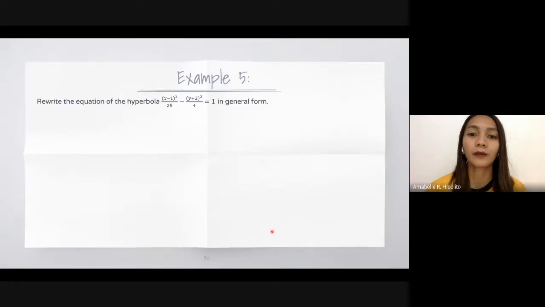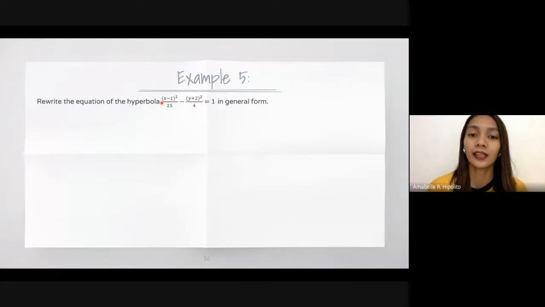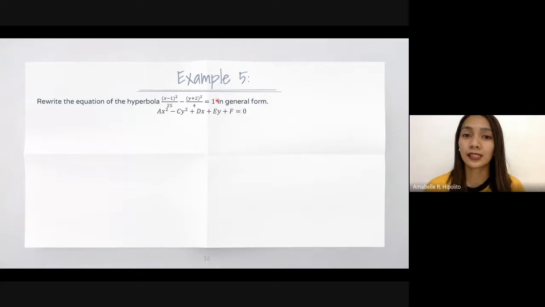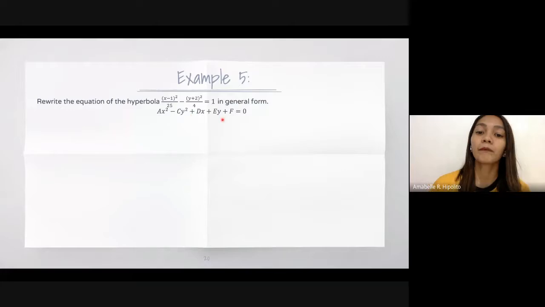Okay, for example number 5, rewrite the equation of the hyperbola quantity x minus 1 squared all over 25 minus the quantity y plus 2 squared all over 4 equals 1 in general form. So we all know that this is in standard form already, and then we are going to convert it to general form. I presented to you earlier the general form of the equation of a hyperbola with a horizontal transverse axis, since the standard form is a horizontal transverse axis. So, that is ax squared minus cy squared plus dx plus ey plus f is equal to 0.